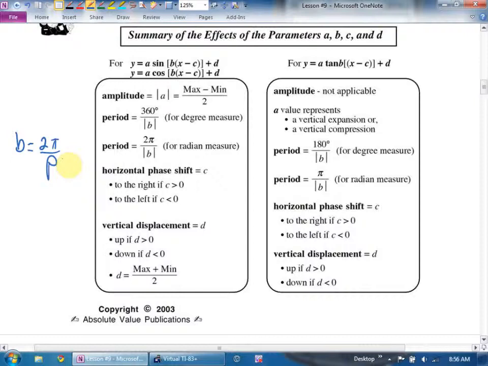Tangent, ugly cousin. Amplitude, nuh-uh, all reals. A technically represents a vertical expansion or a vertical compression, but we really aren't going to deal with it all that much. Period is not 360 or 2 pi over b, it's 180 or pi over b. Period is pi. Yeah, okay, you can have a phase shift and a vertical displacement, but we really don't deal with that much either.